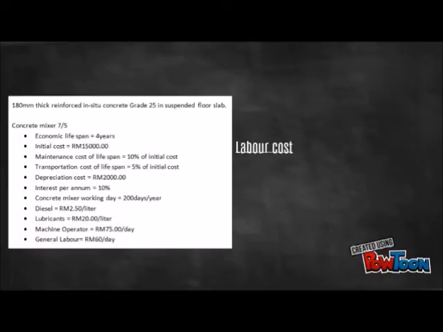Following is the calculation of labor cost. Labor constant for hoisting, placing, compacting and packing concrete around reinforcement bars for 150 mm to 300 mm thick suspended floor slab is 7.5 hour per meter cube, times the labor constant with general labor cost per hour to get labor cost per meter cube.